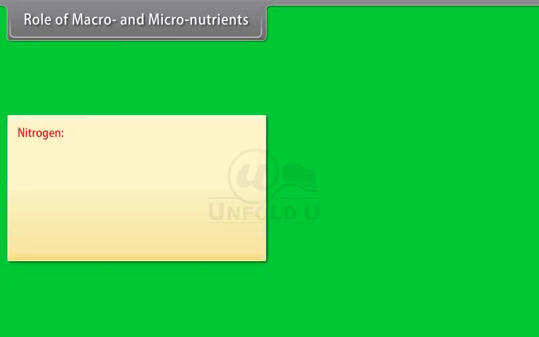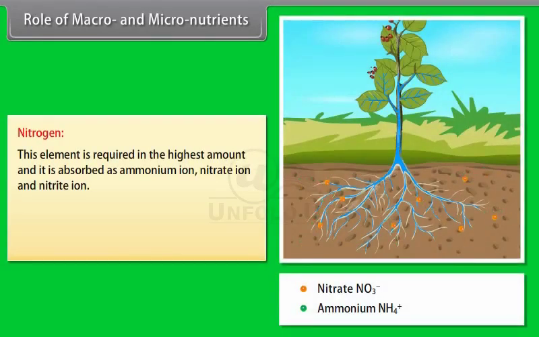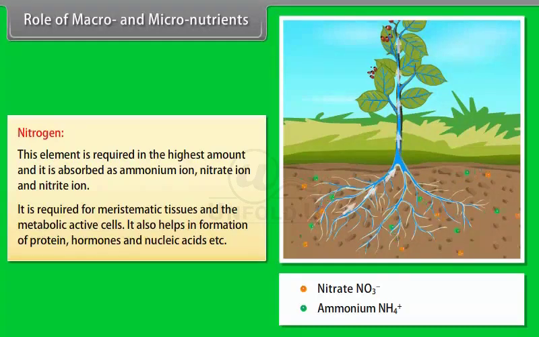Role of macro and micronutrients. Nitrogen. This element is required in the highest amount and it is absorbed as ammonium ion, nitrate ion and nitrite ion. It is required for meristematic tissues and the metabolically active cells. It also helps in formation of protein, hormones and nucleic acids, etc.